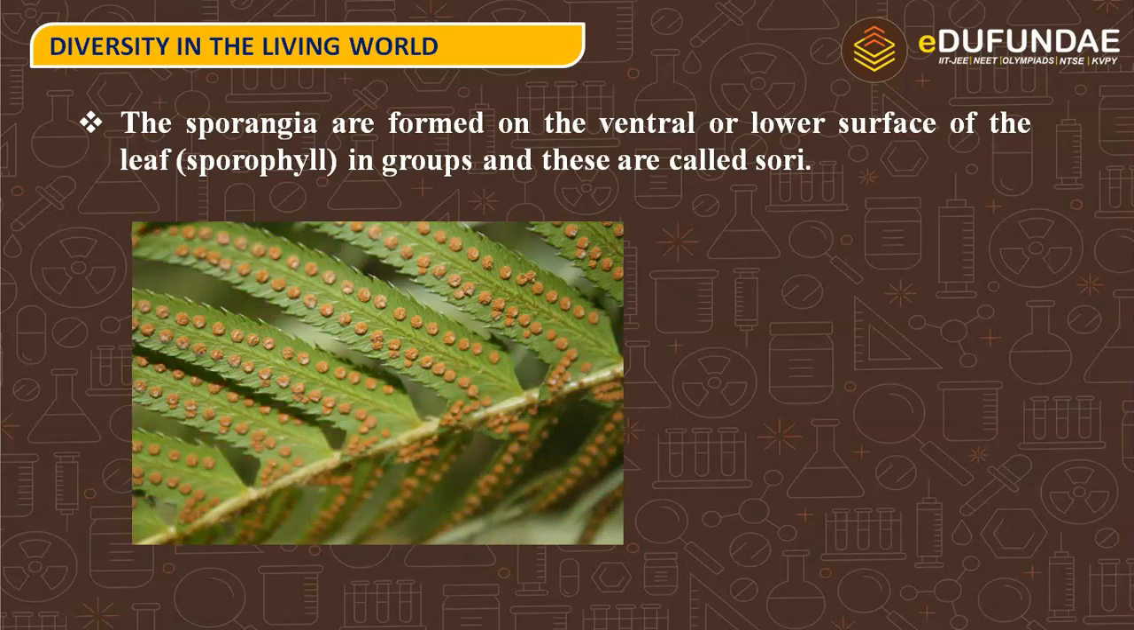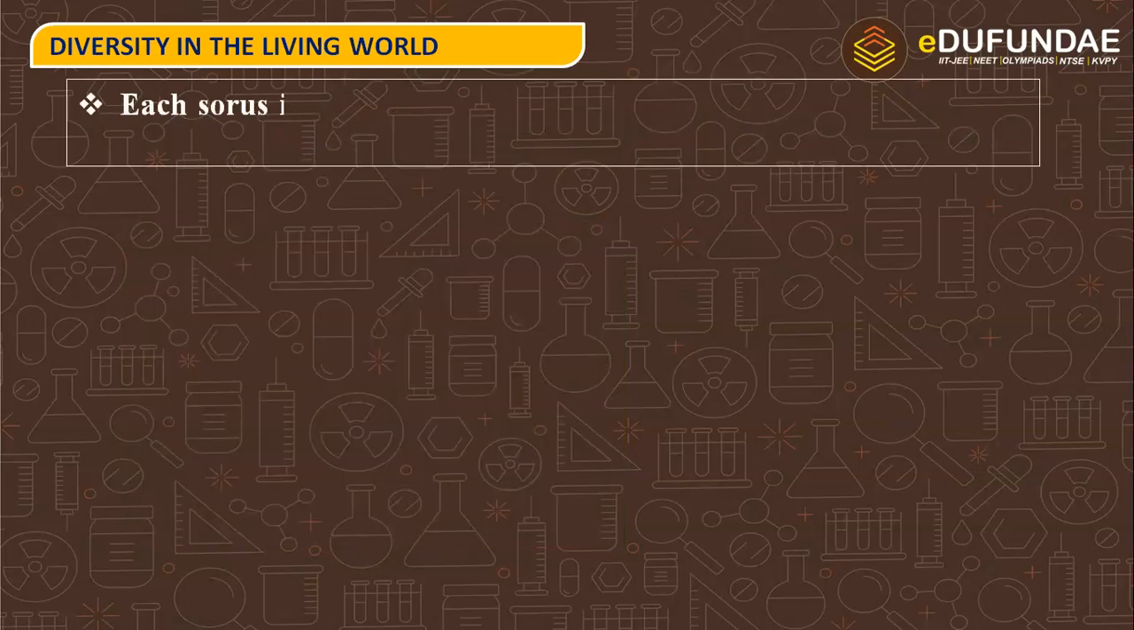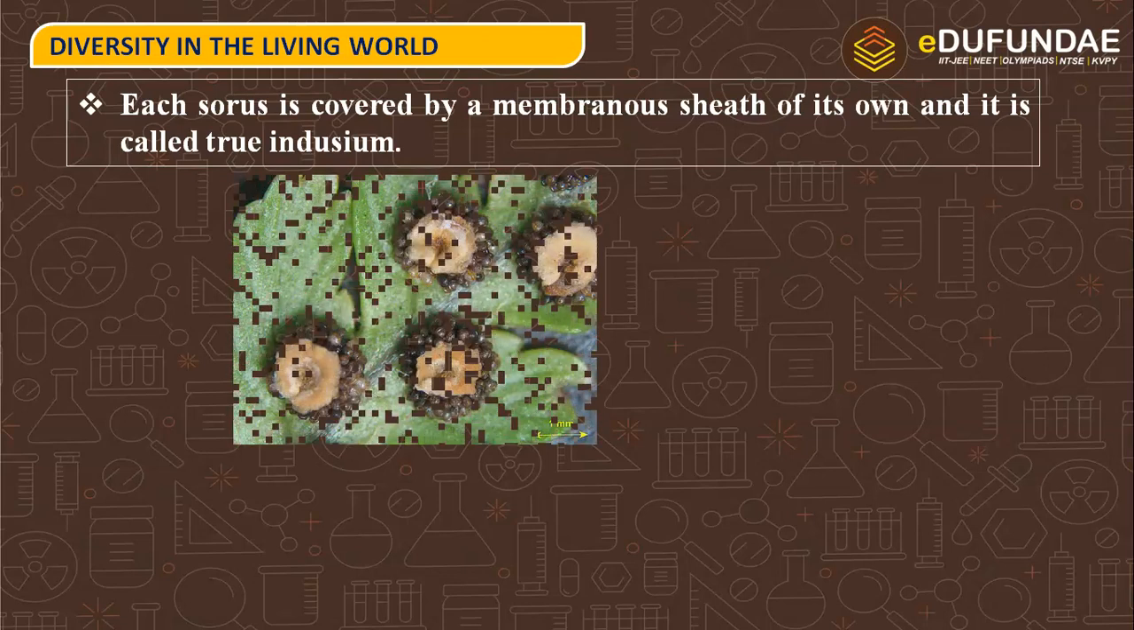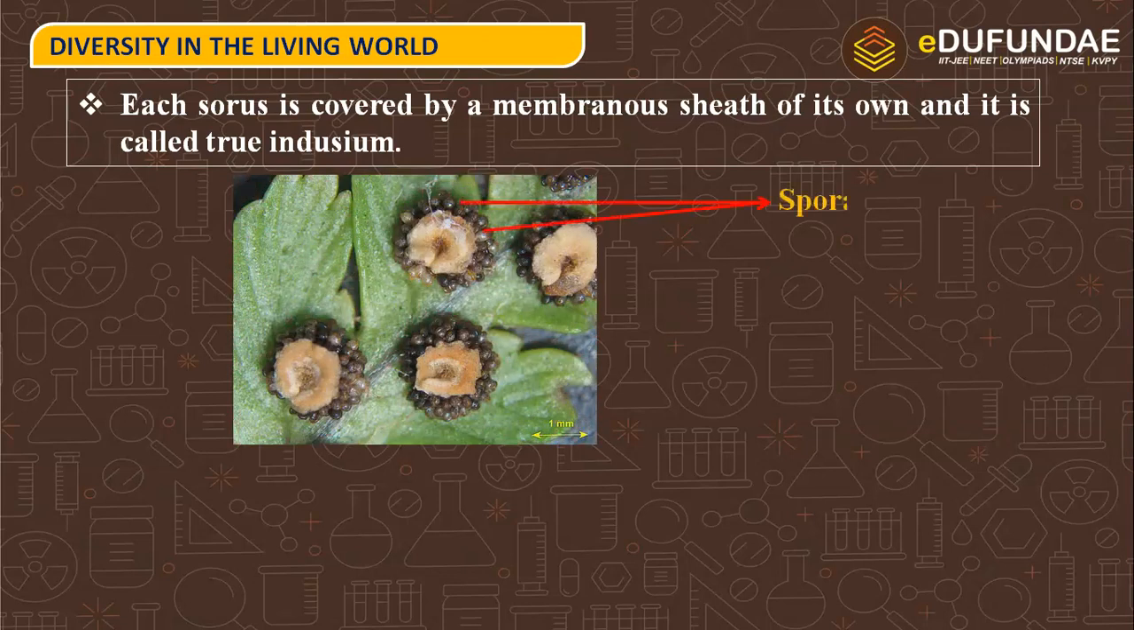You can clearly see the structure of the sporophyll here, that means the structure of the leaf. What are we seeing there? That there is the presence of the sporangia, and they are called sori. And singular is the term sorus. Now each sorus is covered by a membranous sheath of its own, and it is called true indusium. So here we can see the structure of indusium, and this is the true indusium, and the whole structure is called a sorus.